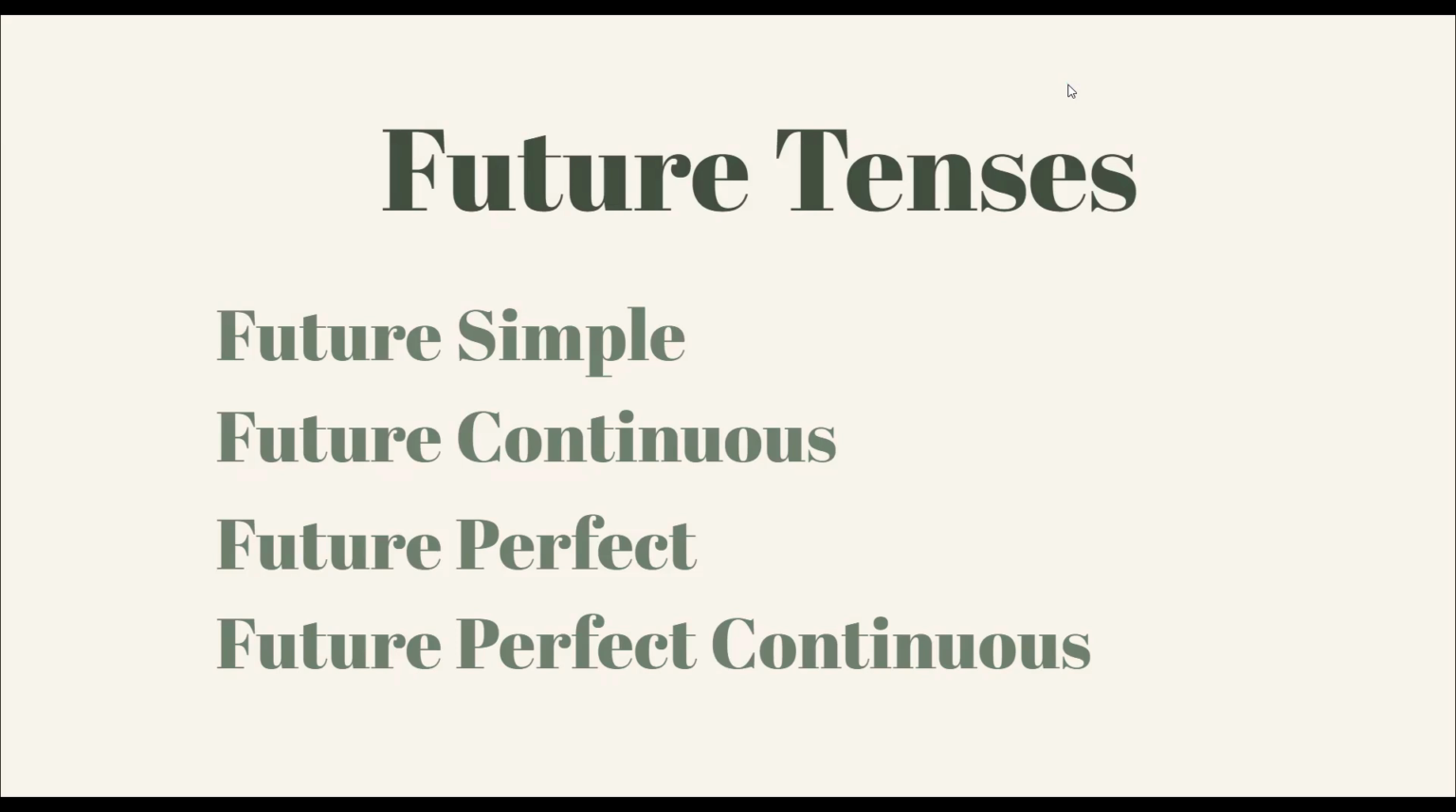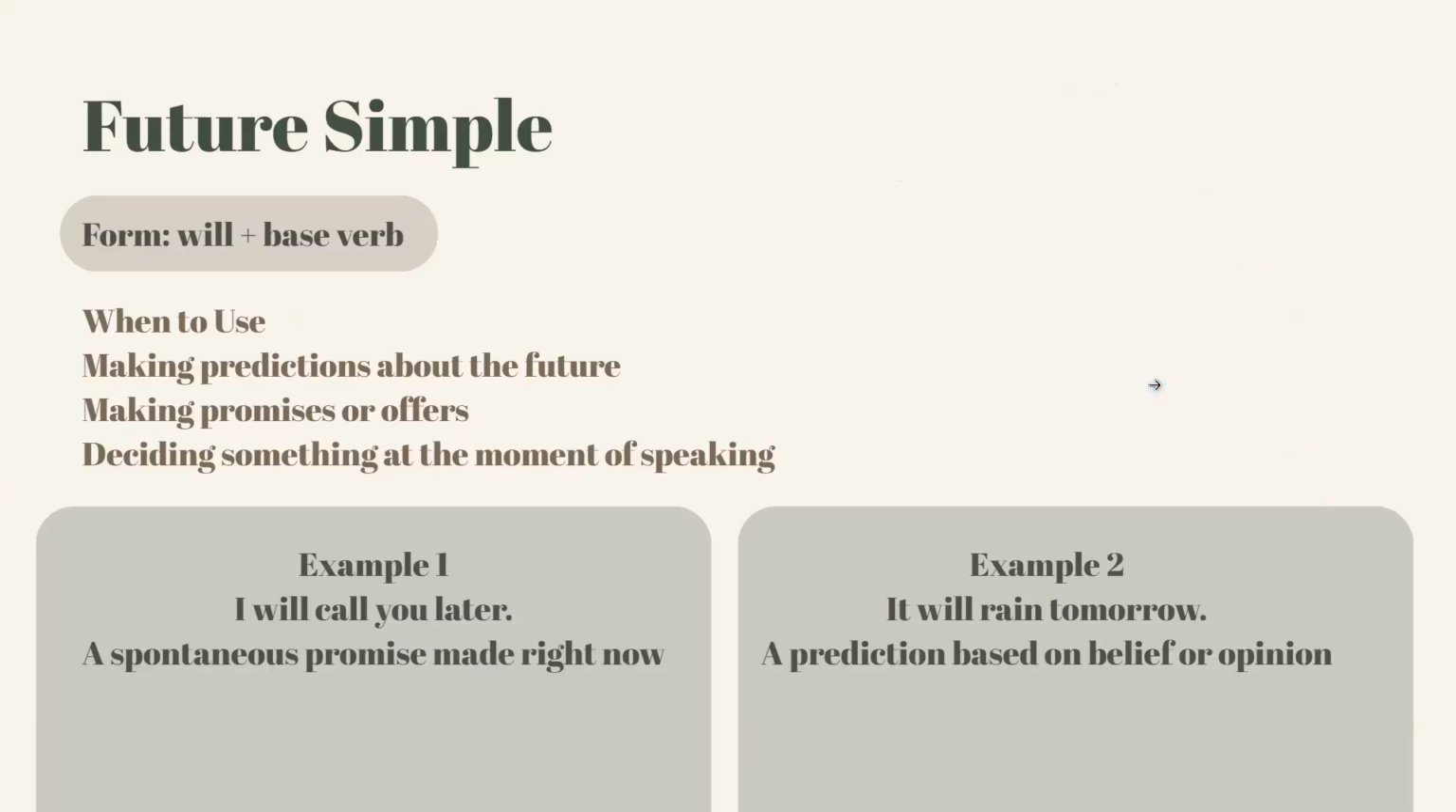So, each one expresses a slightly different meaning. So let's take a look at their names and then we can take a deeper look into them as we go on. Our future tenses are future simple, future continuous, future perfect, and future perfect continuous. So we will be starting with the easiest and most common future tense, the future simple.